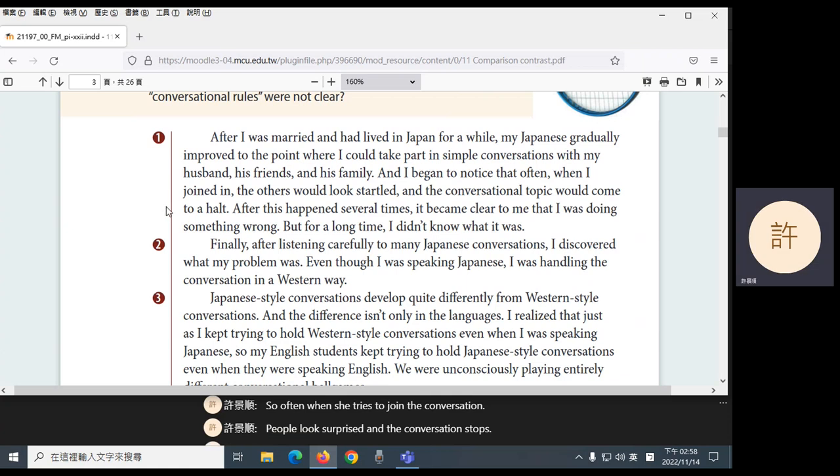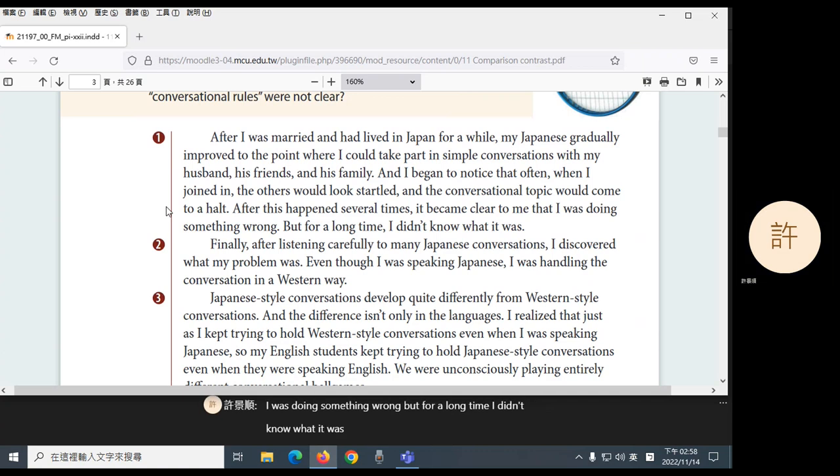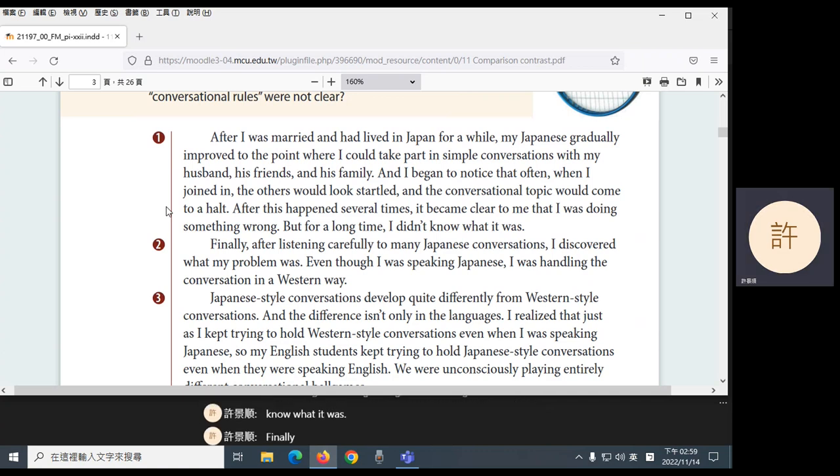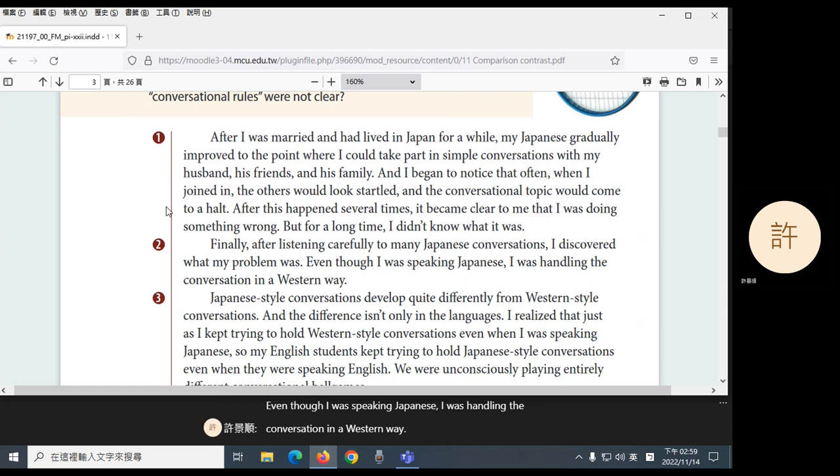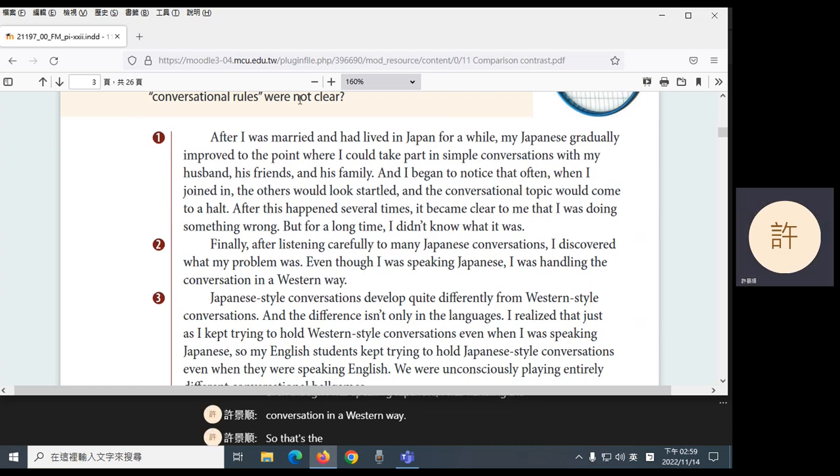After this happened several times, it became clear to me that I was doing something wrong. But for a long time, I didn't know what it was. Finally, after listening carefully to many Japanese conversations, I discovered what my problem was. Even though I was speaking Japanese, I was handling the conversation in a Western way. So that's the introduction part.